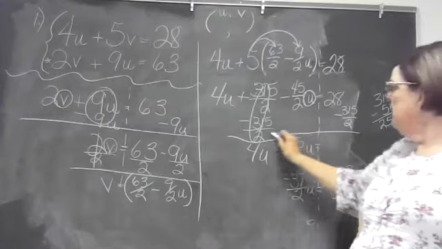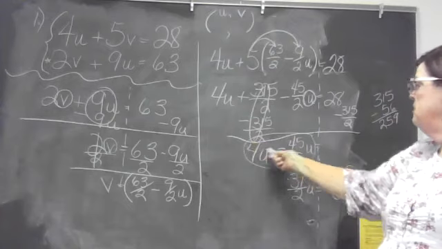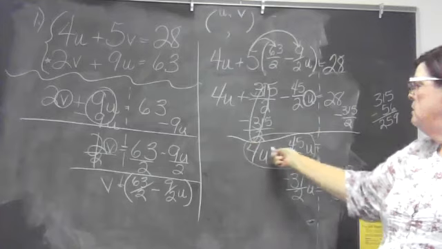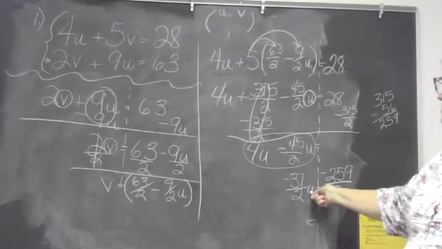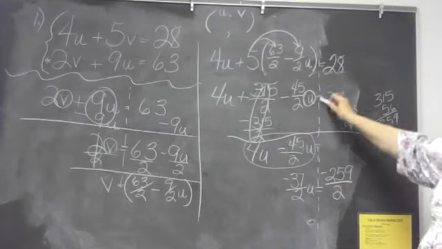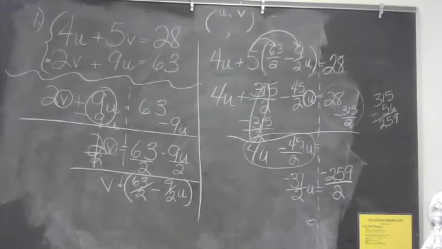All we did on this side, these u's were on the same side, so I put them together. 4 minus this fraction gave me this many u's. On this side, I did the number 28 minus 315 halves, which just give it to the calculator.